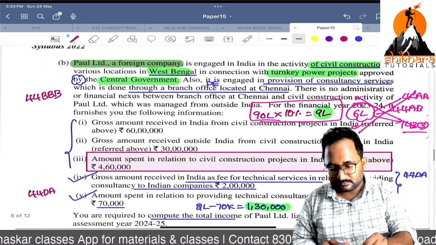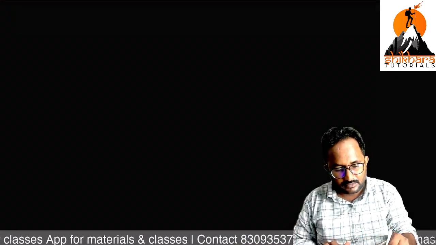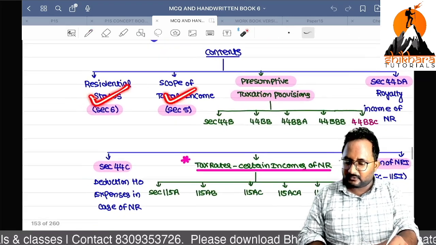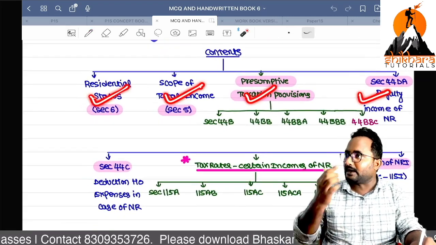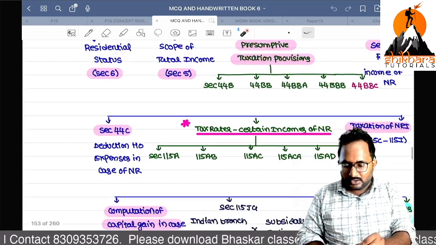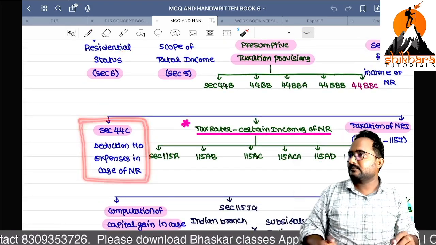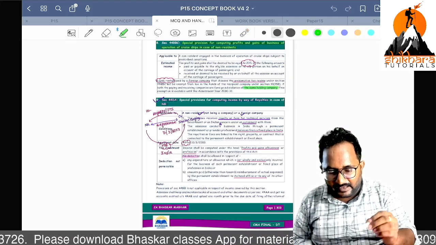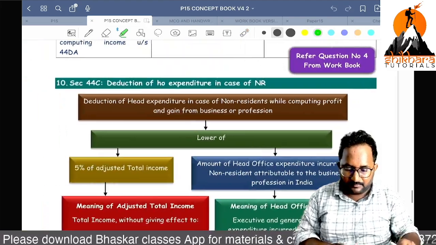Now, please remember. First line sections are over or not? Totally residential status, scope of total income, presumptive taxation provision, 44DA is over. Now, shall we start 44C? Shall we start 44C? Important. Open the concept book, 44C.